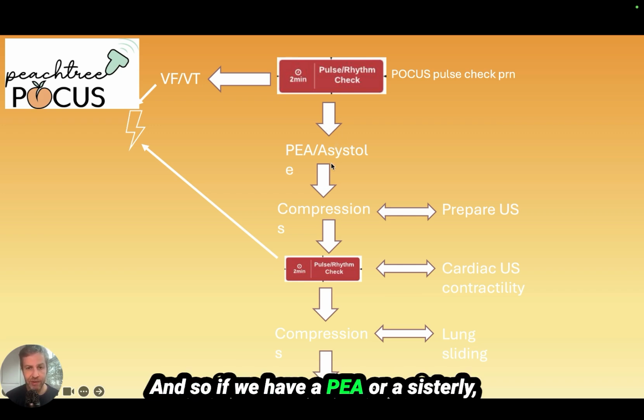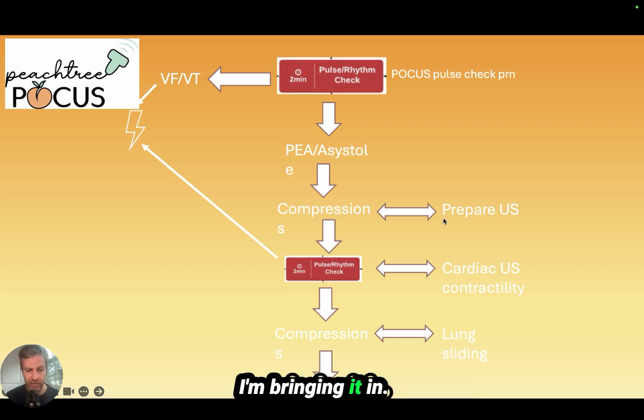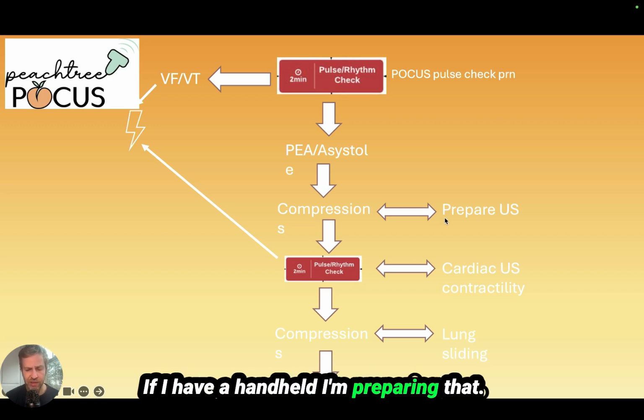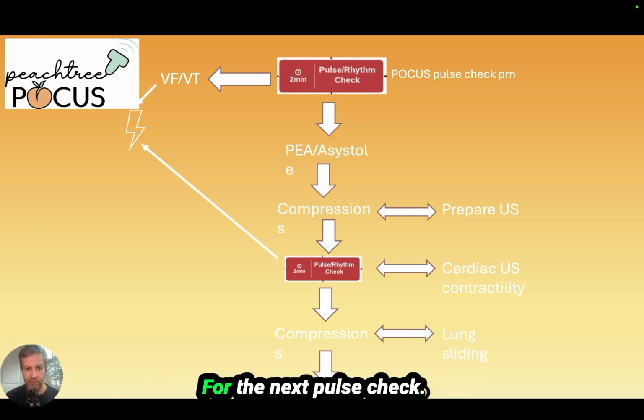If we have a PEA or asystole, we're going to start compressions. During the first round of compressions, I'm preparing the ultrasound. If the ultrasound is not in the room, I'm bringing it in. If I have a handheld, I'm preparing that. I'm putting the gel on the ultrasound, and I'm making sure it's ready to go for the next pulse check. We have our 2 minutes between pulse checks.